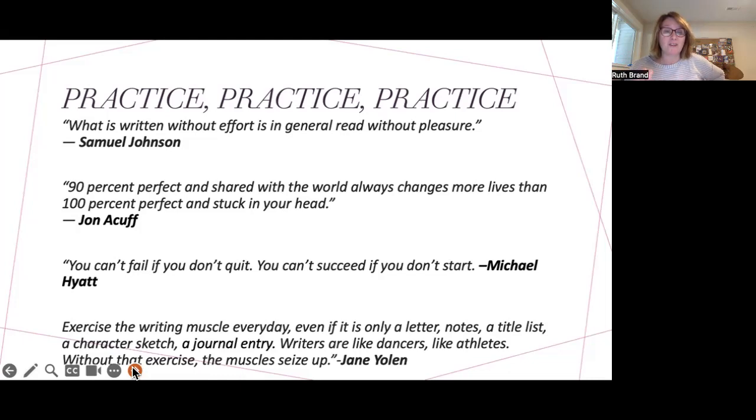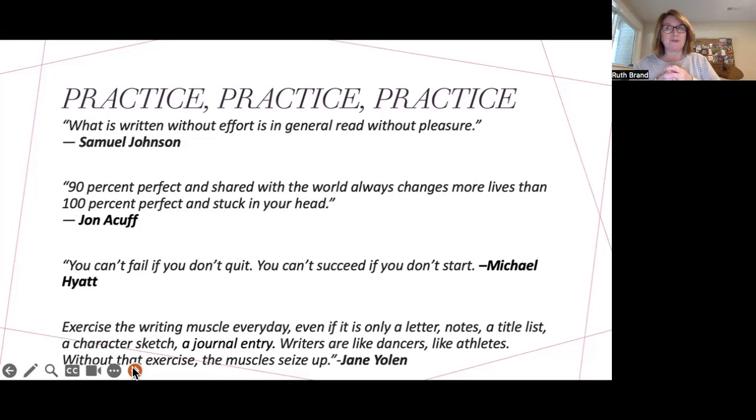Exercise the writing muscle every day. So you should be writing every day, right? Even if it's only a letter, notes, a title list, a character sketch, a journal entry. So she's doing something there. She's creating a list, right? And it's very similar to that first kind of parallelism that we talked about. And then she says, writers are like dancers, like athletes. And she's on purpose leaving some words out. And that's another tool.